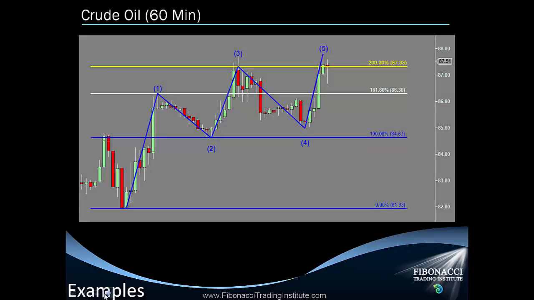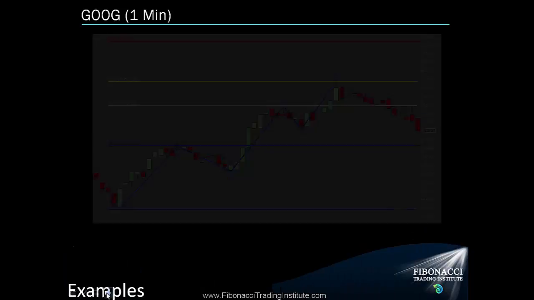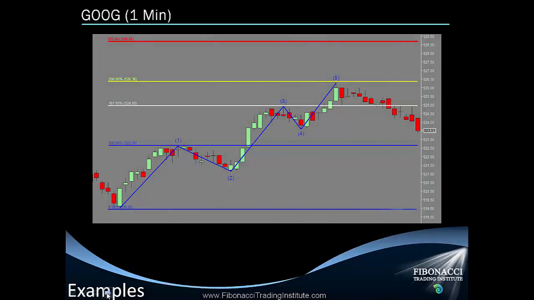Crude oil structure respected Fibonacci levels, the exact same way as the Euro 3-minute chart. This is one of the cleanest charts ever. This 1-minute chart actually resembles weekly charts. You don't see this often on a 1-minute chart.